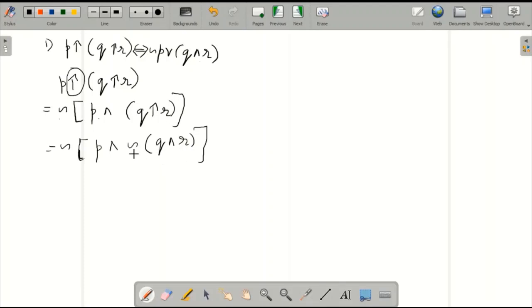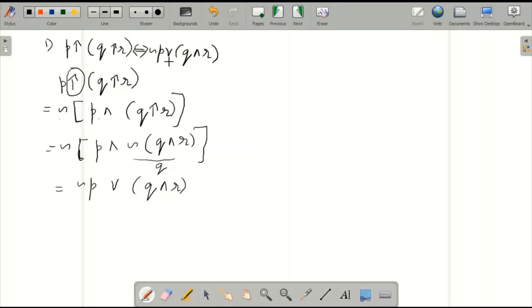So no need to apply De Morgan's law there. Here it should be negation of P, so just apply De Morgan's law. Here it is a whole negation, so when you apply De Morgan's law, the and becomes or: negation of P or negation of the whole term. Let this term be Q. Negation of (P and Q) is nothing but negation of P or negation of Q. Since negation is already there, both negations get cancelled and it will be just Q and R.